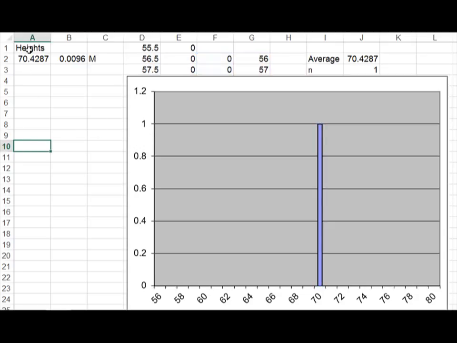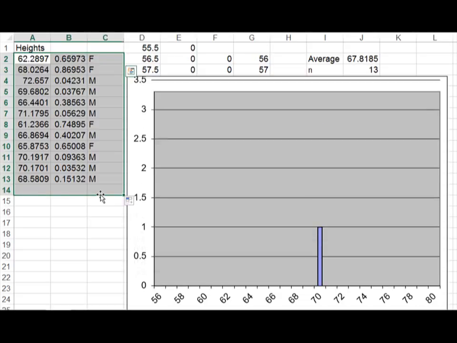Now over here, we've got values that are going to represent heights. So right here we've got the height of a randomly selected person. This is a number that we're just going to ignore for now. It's a random number between 0 and 1. And this here is going to be the gender of the person, and presumably the males are going to be on average taller than the females.